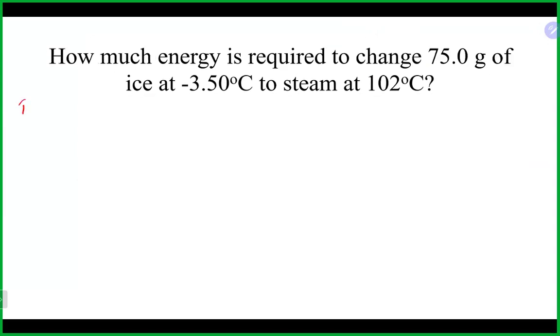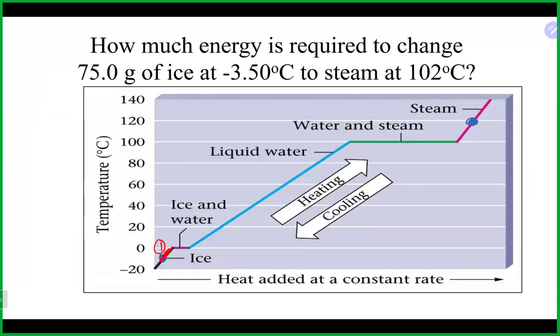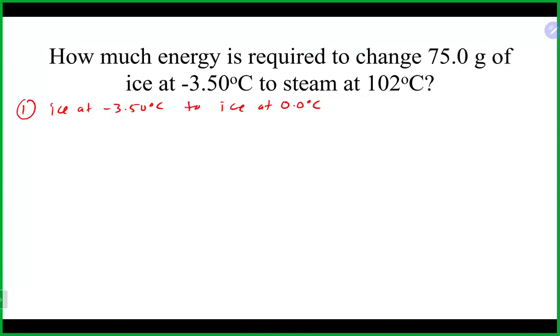So let's take a look at that. The first step would be ice at minus 3.5 degrees Celsius to ice at 0 degrees Celsius. They are both ice, which means they're both in the solid state, but we are changing the temperature. So this is the same phase, different temperature. If you look at the chart here, we're coming up this line. This is a situation where we're going to use our specific heat equation, Q is equal to ms delta T.